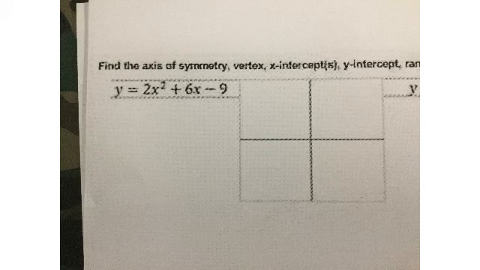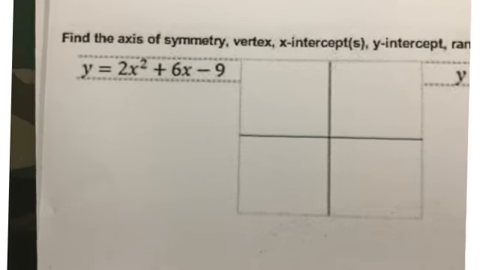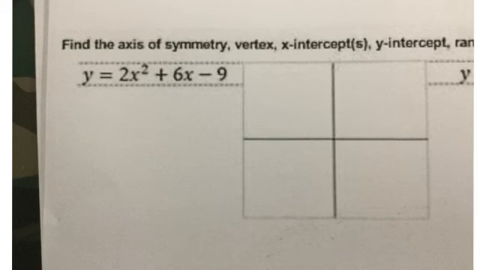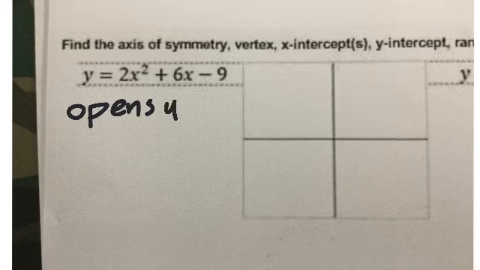Okay, so we're given y equals 2x squared plus 6x minus 9, and we're told to graph it. The first thing I want to do is identify whether the parabola opens up or down. Because my leading coefficient is a positive number, I know that it opens up. So the parabola is going to be upward facing.